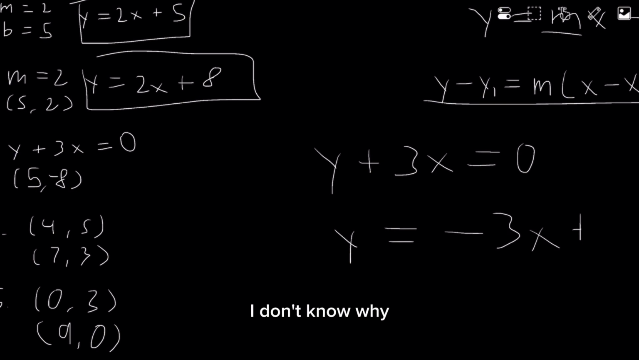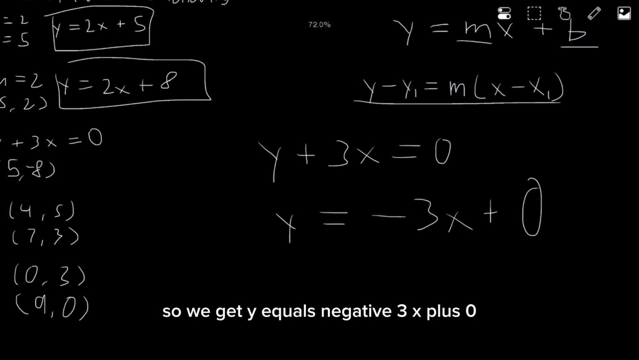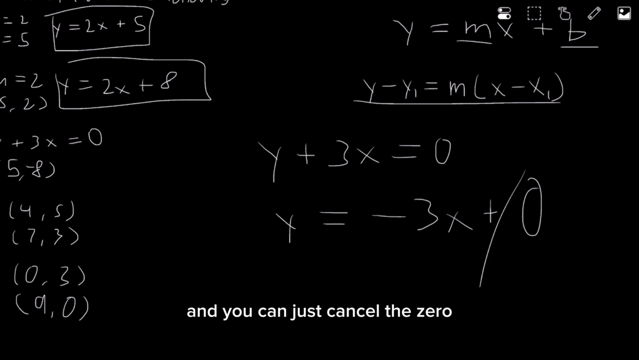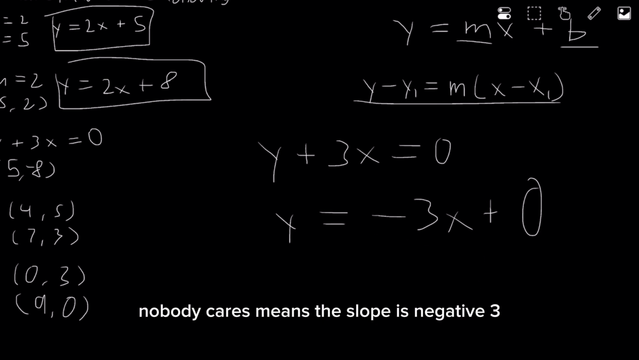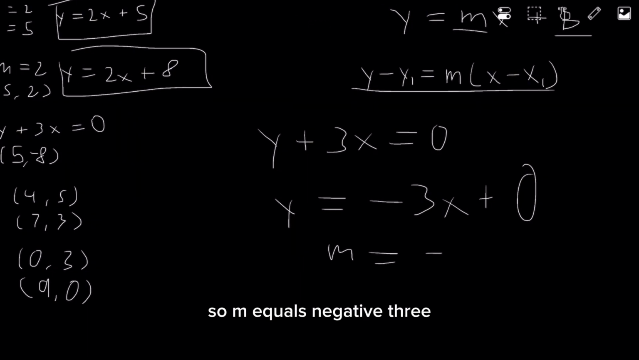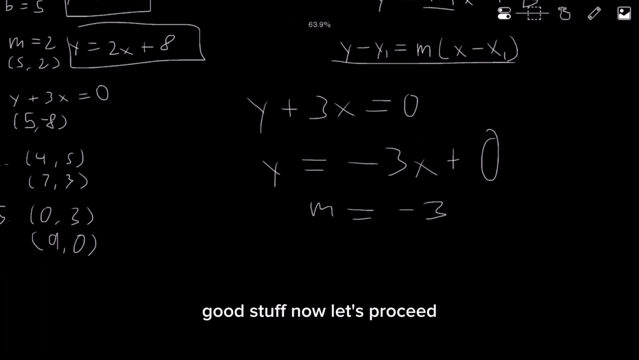So we get y equals negative 3x plus 0. You can just cancel the 0. It means the slope is negative 3. So m equals negative 3. Good stuff. Now let's proceed.